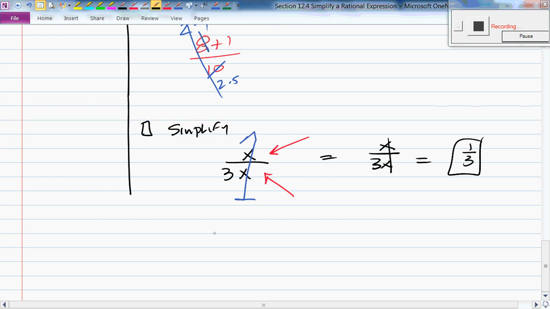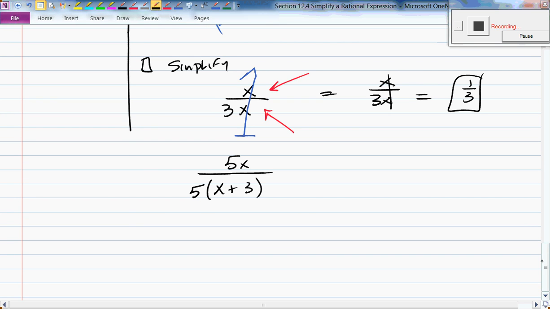All right, let's do this one. What if I gave you 5x all divided by 5 times x plus 3? Okay, first we're going to factor it. Is everything factored on the top? Yeah, right, 5 times x. Is everything factored on the bottom? Yes, it is. 5 and then an x plus 3.